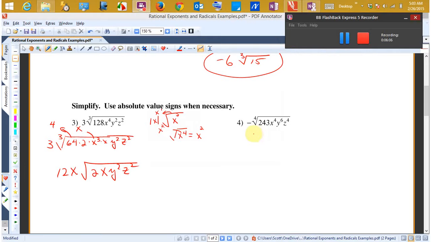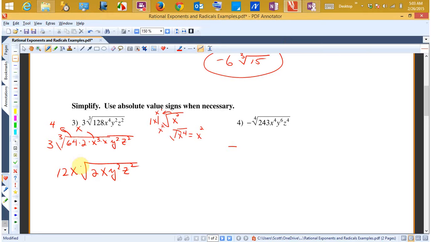Okay, so what I'm going to do is take that 243, and actually I put my cube root there. We're going to break that up into 81 times 3. The x to the fourth, I'm going to leave as x to the fourth. Y to the sixth, I'm going to take and make that y to the fourth times y squared, and leave z to the fourth as z to the fourth. Okay, so for the 81, it's going to come out as the fourth root of 81 is 3.